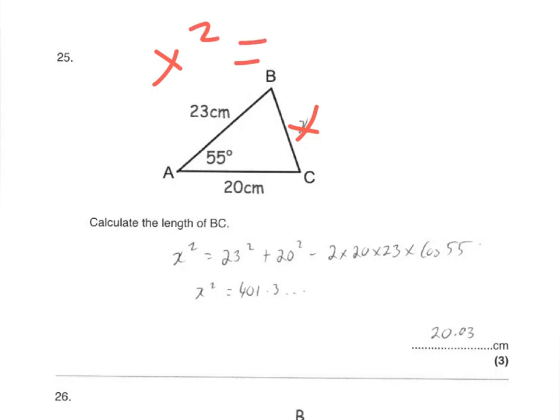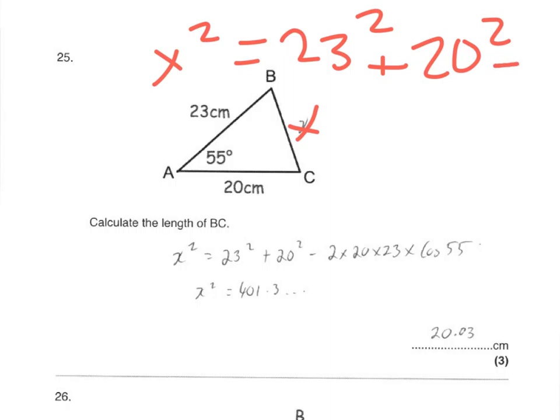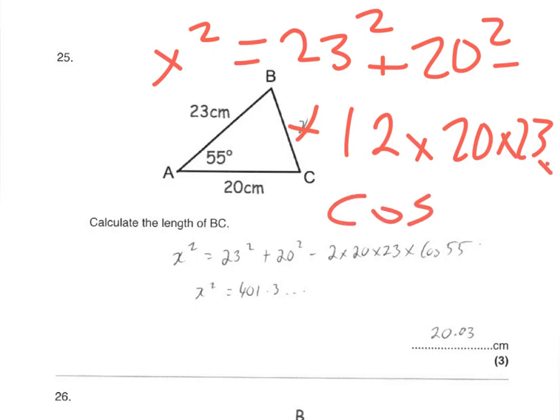if you write the rule out, it'll be 23 squared, that's one of the lengths, plus the other length squared, minus, put a bracket in on the calculator, 2 times one of these two lengths on their own, times the other length, times cos angle of 55, giving you an answer of 20.03.